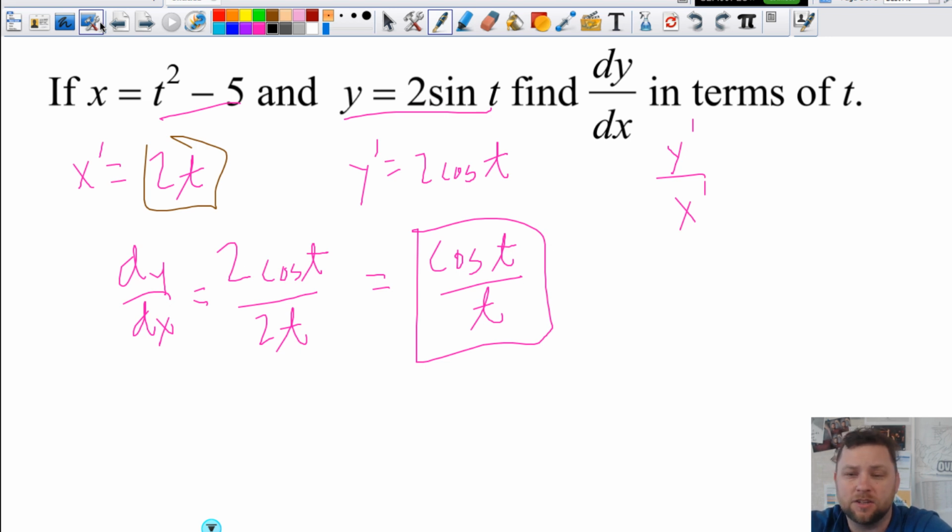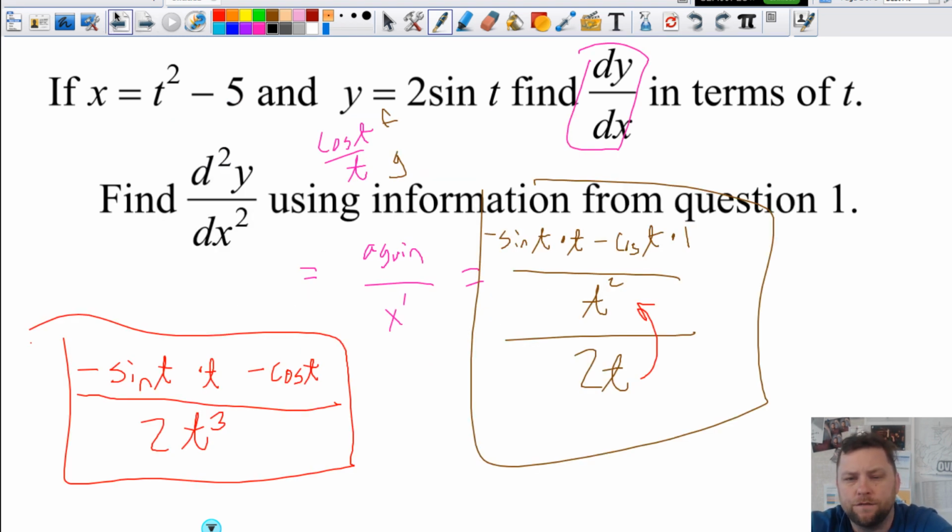Now let's begin. So number one right here, we had to find dy/dx, and that's just y prime over x prime, right? So x prime is the derivative of this, 2t, and y prime is the derivative of 2 sine, which is 2 cosine. So 2 cosine of t over 2t is the answer. It can be reduced to cosine of t over t. Do you have to? No, but it's going to help for the future stuff.